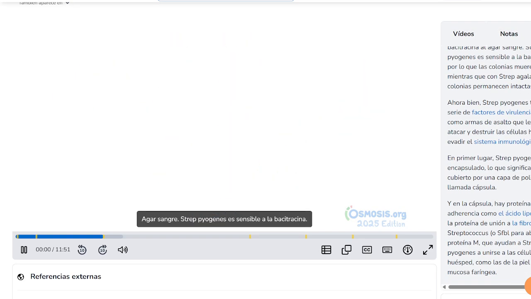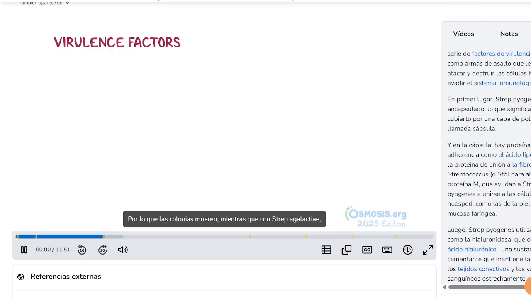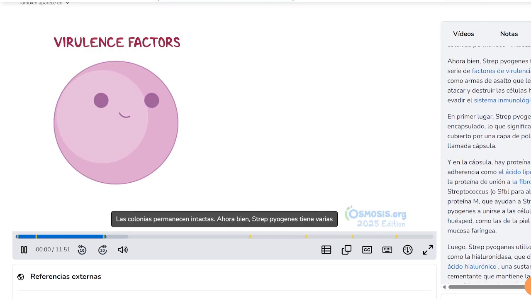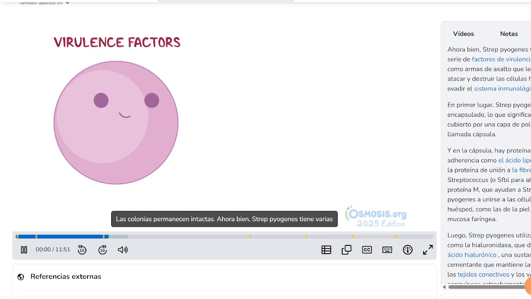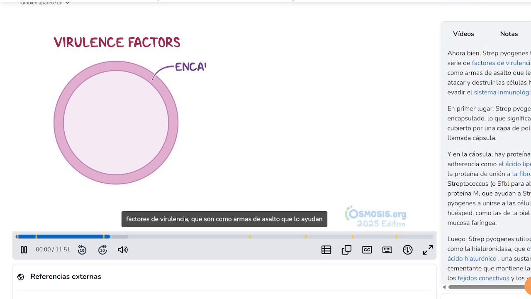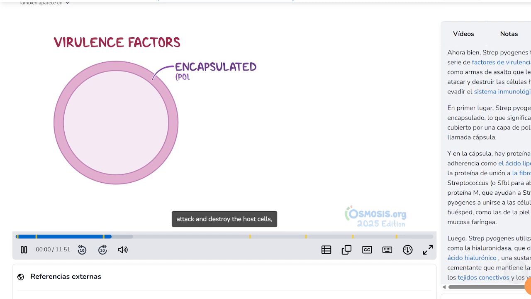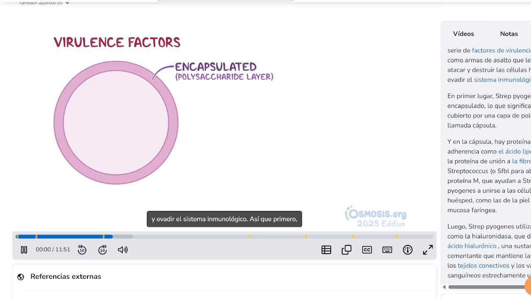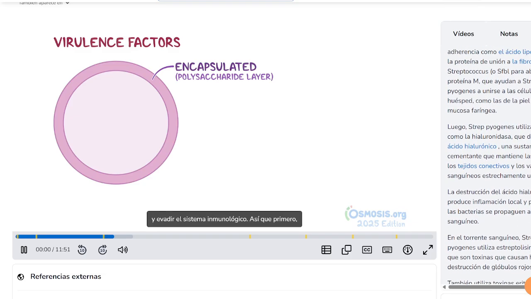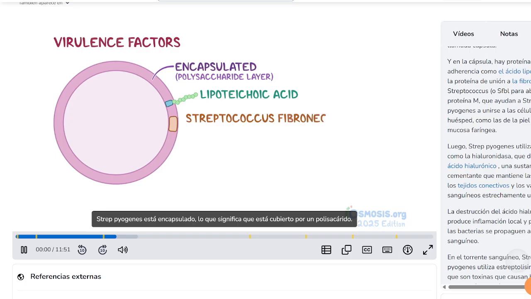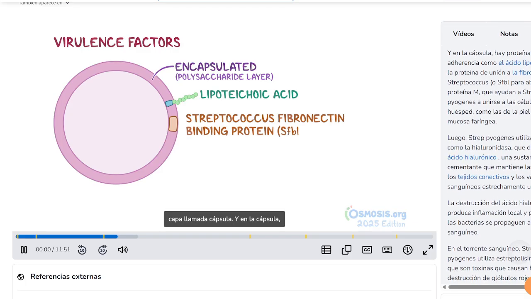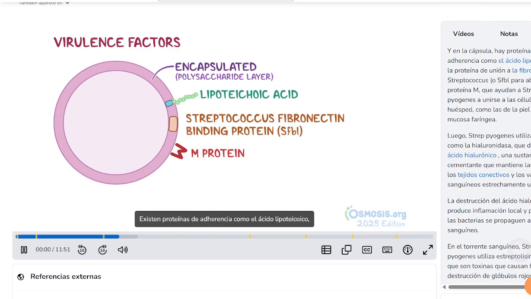Now, strep pyogenes has a number of virulence factors that are like assault weaponry that help it attack and destroy the host cells and evade the immune system. So first, strep pyogenes is encapsulated, meaning it's covered by a polysaccharide layer called a capsule. And on the capsule, there are adherence proteins such as lipoteichoic acid, Streptococcus fibronectin binding protein, or SFBL for short, and M protein, which helps strep pyogenes attach to the host cells, like those in the skin or the pharyngeal mucosa.